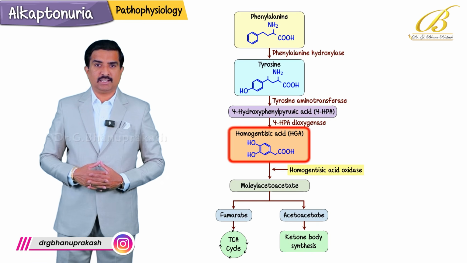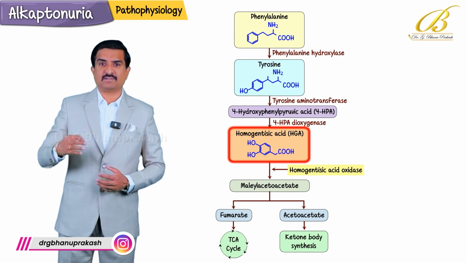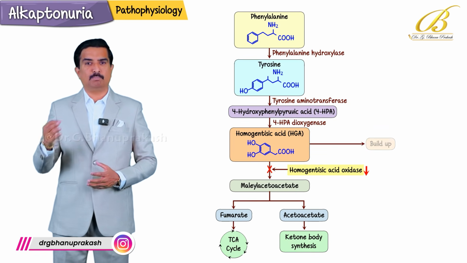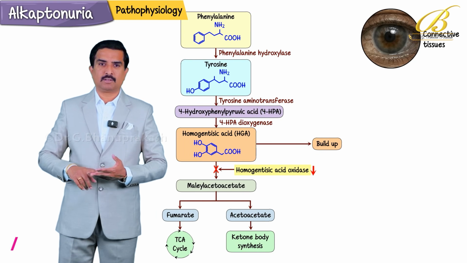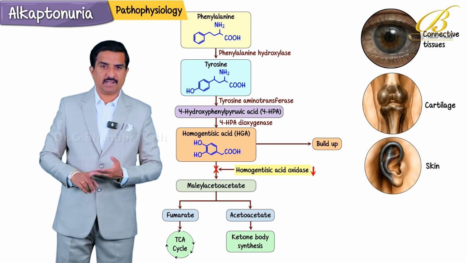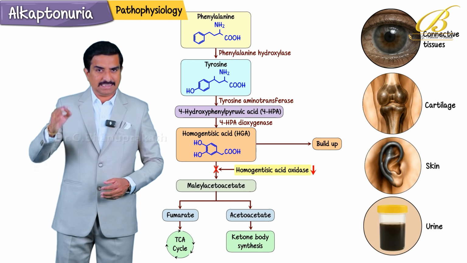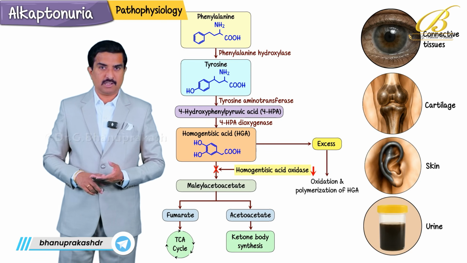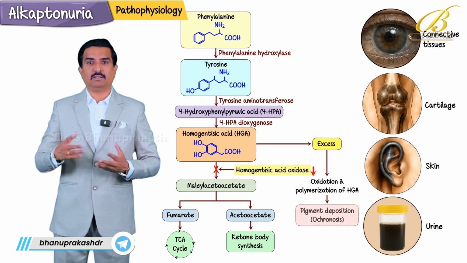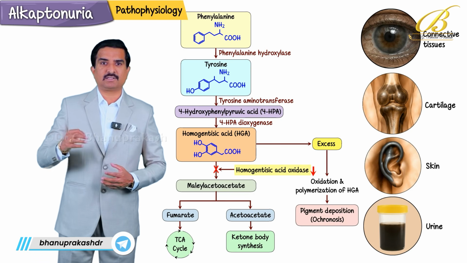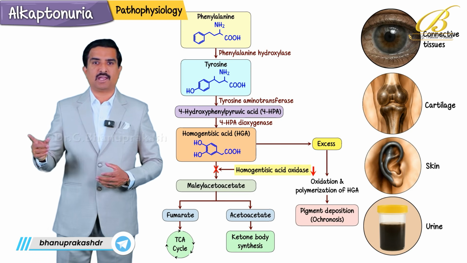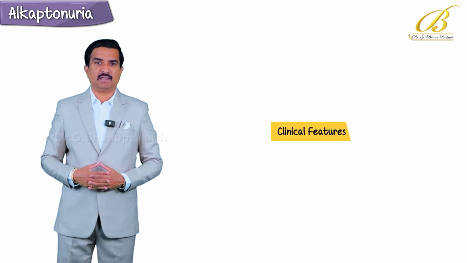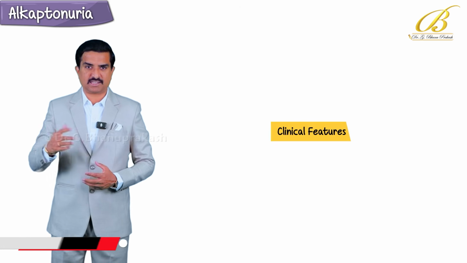In alkaptonuria, this enzyme is defective and homogentisic acid begins to build up in connective tissues, cartilage, skin, and is excreted in the urine. This excess homogentisic acid undergoes oxidation and polymerization, forming dark pigments that deposit in tissues, a process known as ochronosis. Now moving towards the clinical features, meaning how does the patient present?